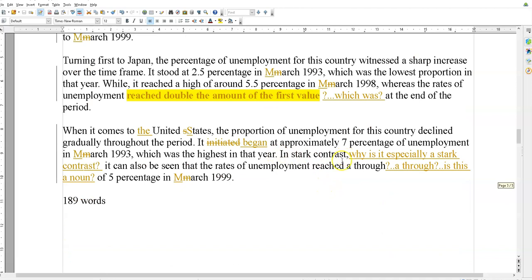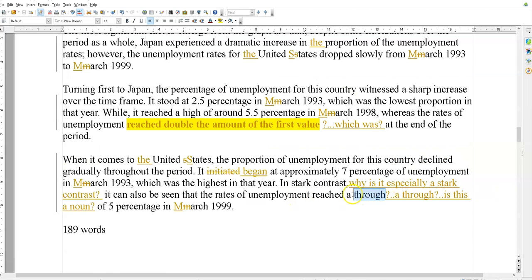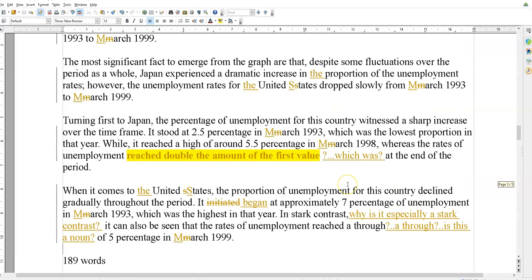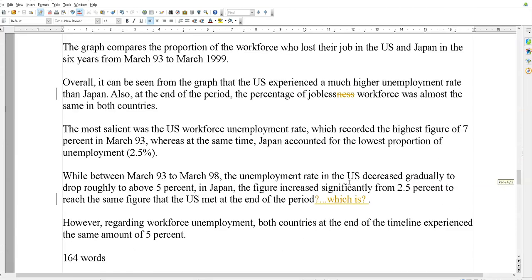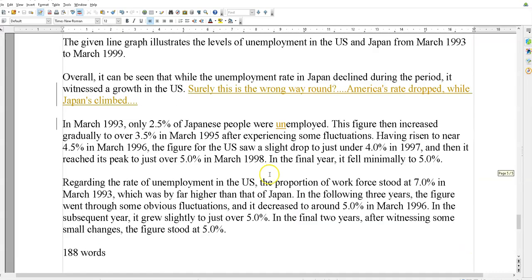In stark contrast, why is it especially stark? It's not that particularly stark. And you've got a through. It should be a noun if you have an article. So I'm not sure if you mean a trough. Is that it? I'm not entirely sure what you mean there. Okay, didn't really change much. Here, again, put the figures in, just missing that. This is not too bad, it's a little bit short, 164 words, but in terms of grammar and vocab, it's not bad at all. So it's the last one.